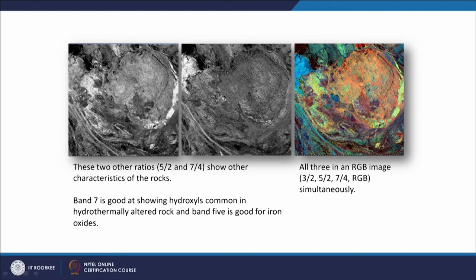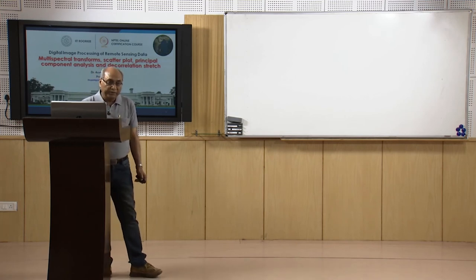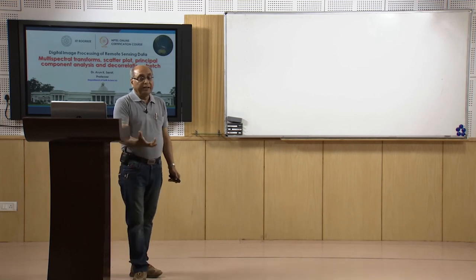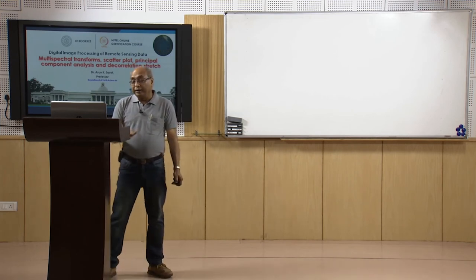Now you compare this output image with either 5 by 2 single or 7 by 4 which are involved here, but you don't get that kind of discrimination power of the different features which are present in this color composite of band ratios. So it is a very good tool in image processing to exploit the maximum variations which are present in different bands and create a new product.